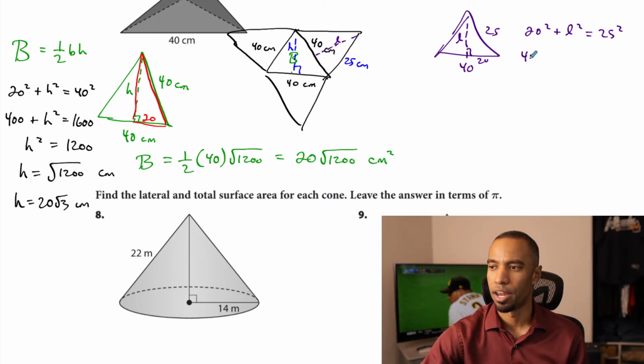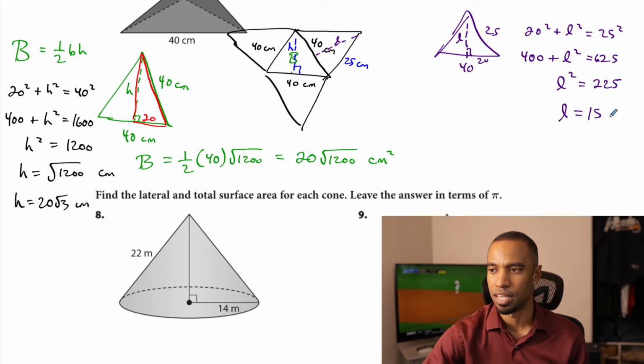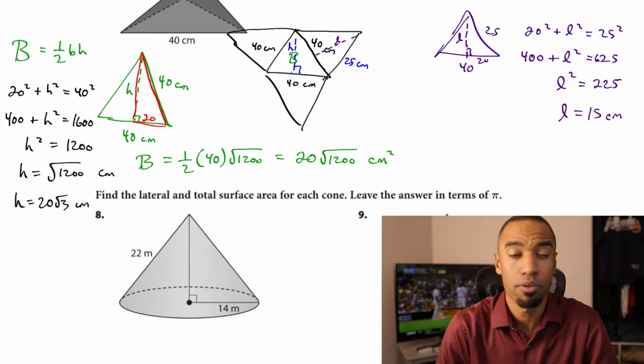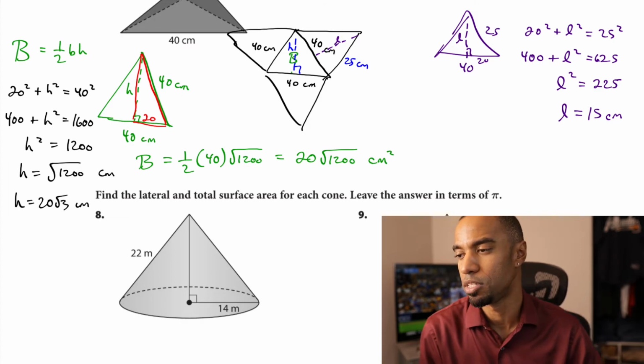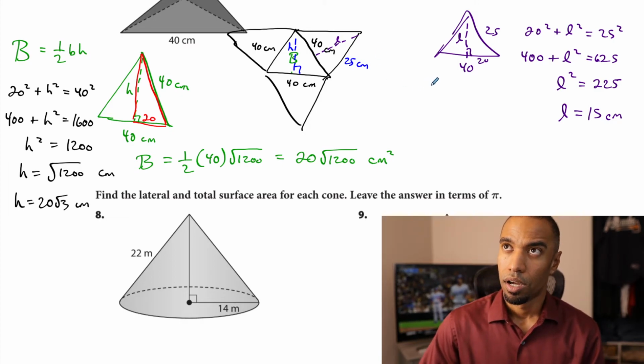20 squared is 400. And here we have 625. Subtract 400, we get 225, and the square root of that is exactly 15 centimeters, like that. So we have a slant height of 15. And I know this is a lot of work for this problem. There's quite a bit to dive into with this one. Slant height's 15 centimeters, so your, what are we looking for?